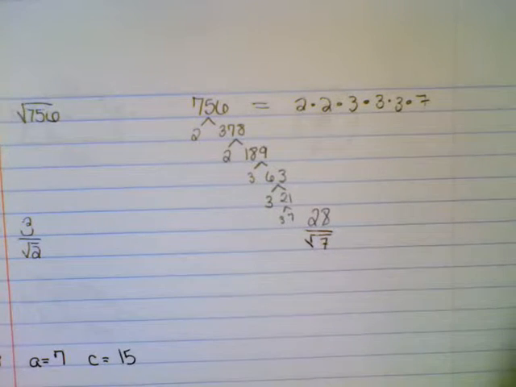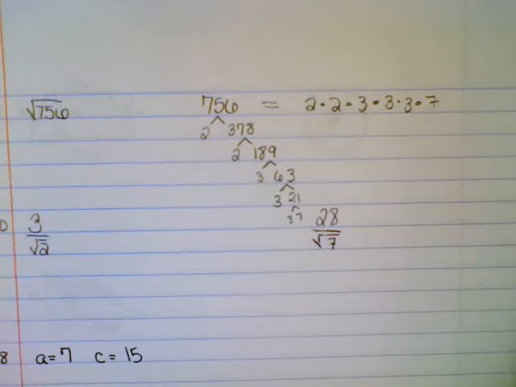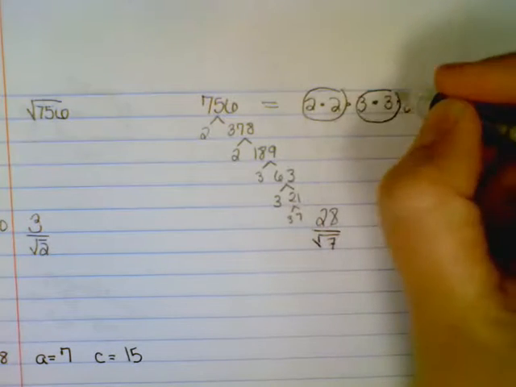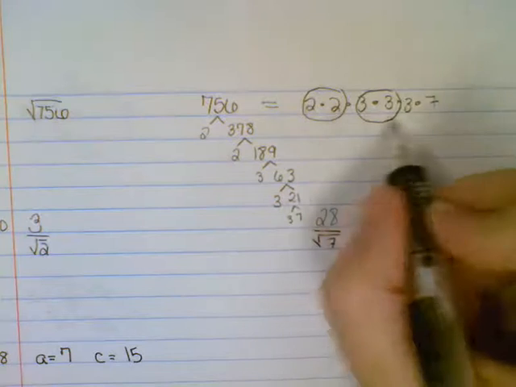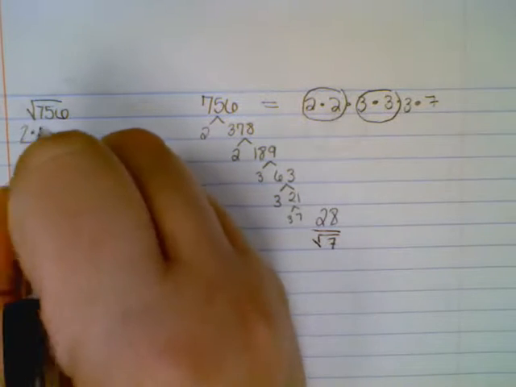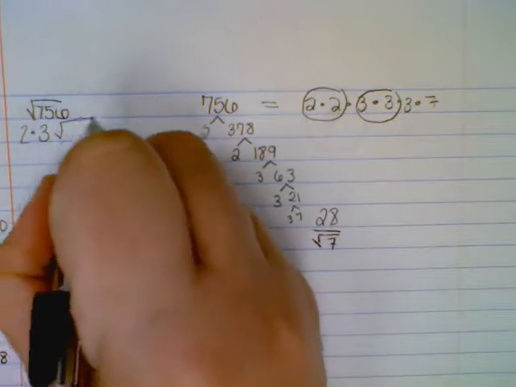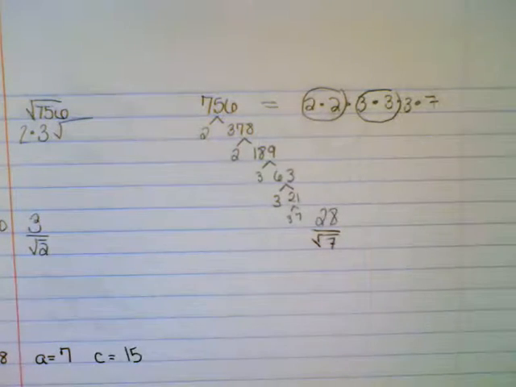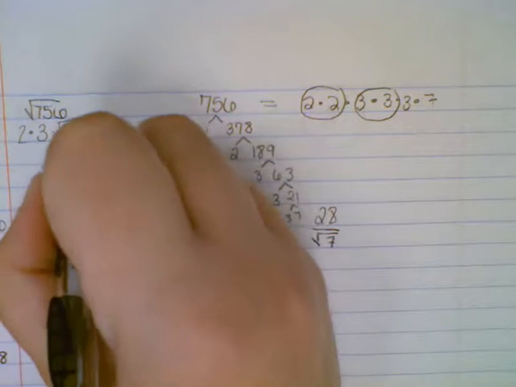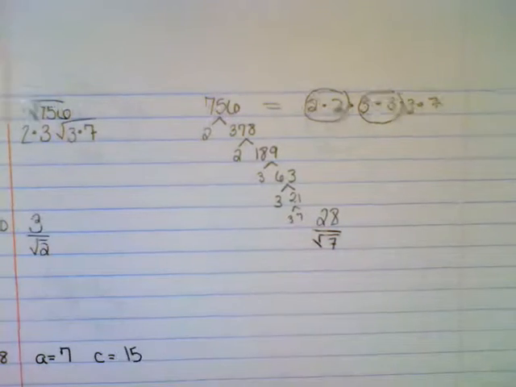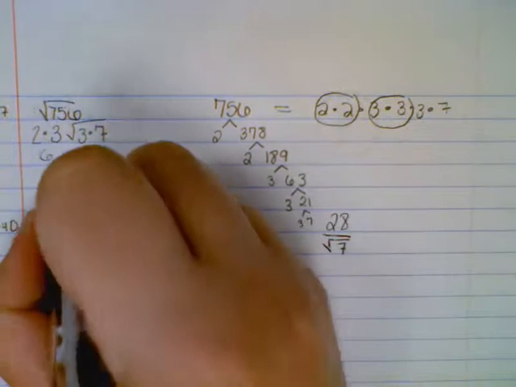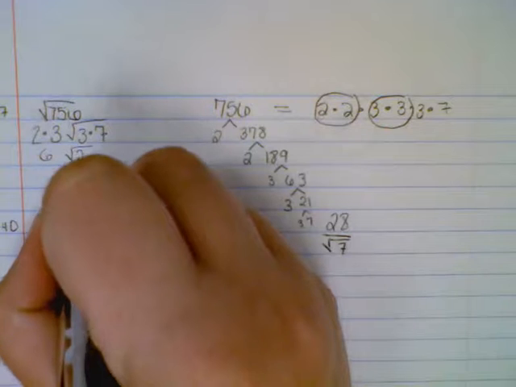So now we're looking for pairs of numbers that are the same. We have one pair of 2s and we have one pair of 3s. If the numbers are the same, one from that pair is going to go on the outside of the radical. So I have 1, 2, and 1, 3. If they don't get circled, then they have to stay inside the radical because they didn't have a partner. So it would end up like that, and then we would just times to finish. So this would be 6 times 21.